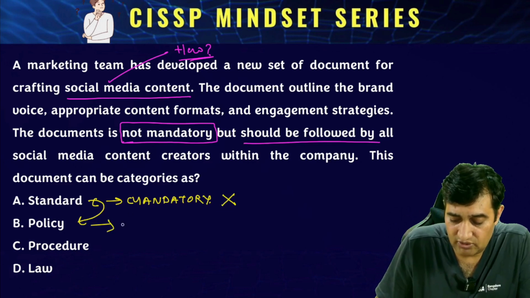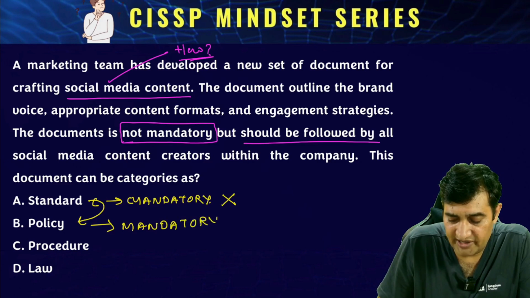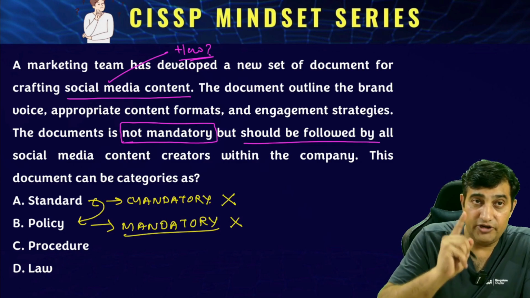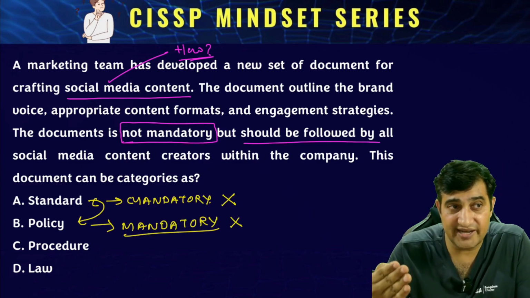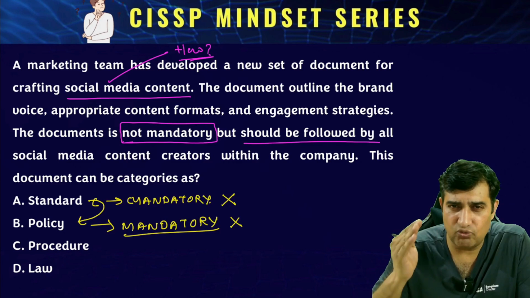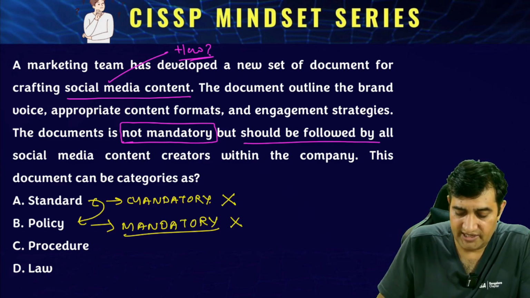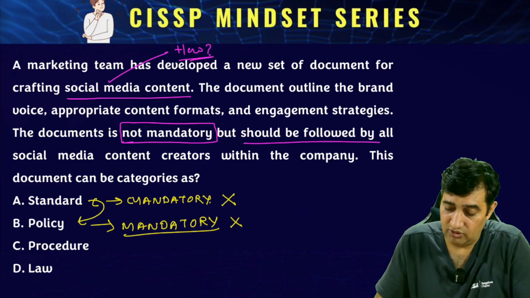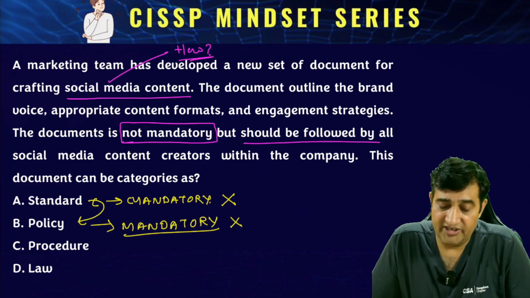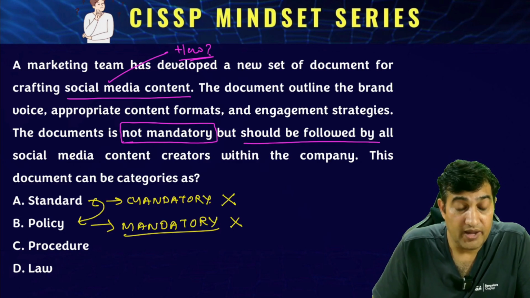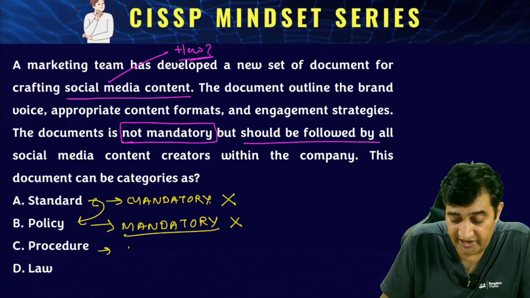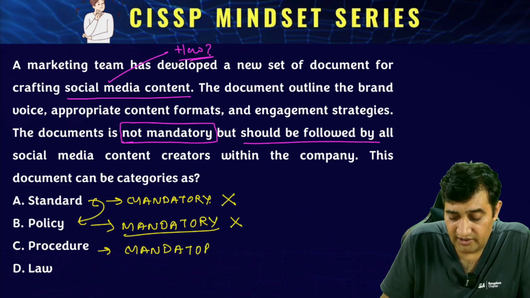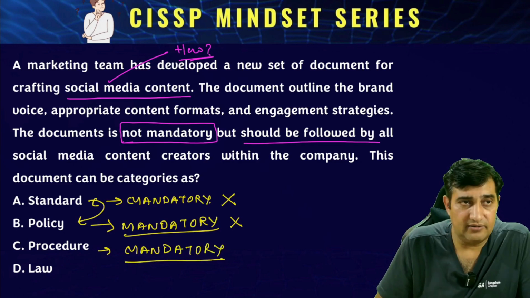Guys, policy is also mandatory. Adherence to the policy is mandatory, and again, if there is a pressing business need, then you need to go and take an approval. There is an exception process. So even B cannot be your answer. Number C is procedure, and it looks to me as if it is a procedure, even though procedure is also mandatory. Now here is the trick. Even procedure is also mandatory, right?